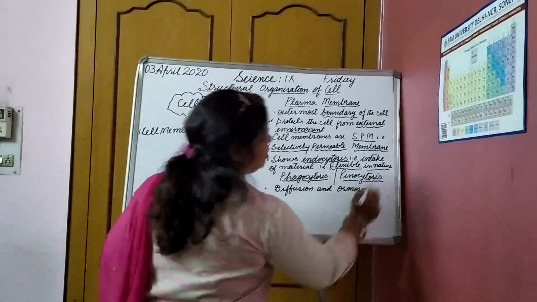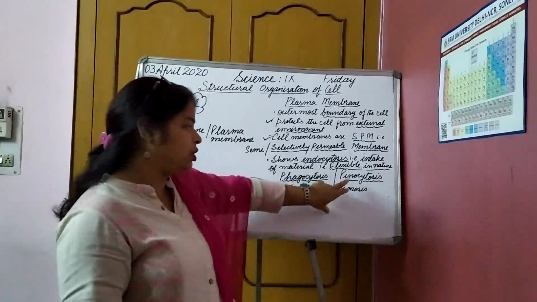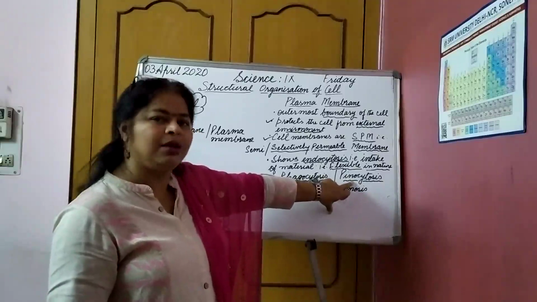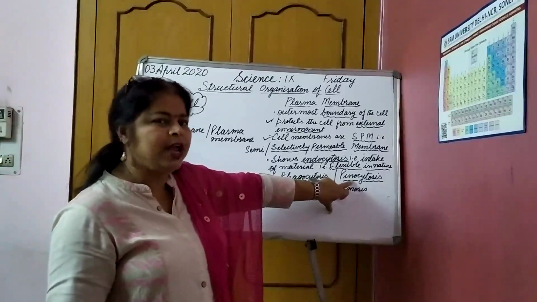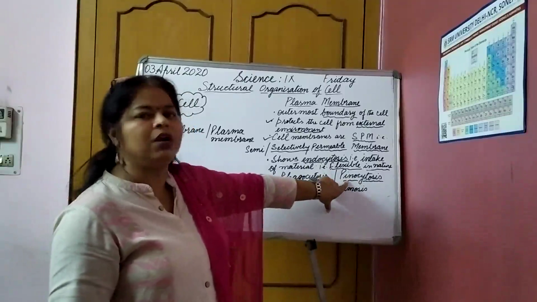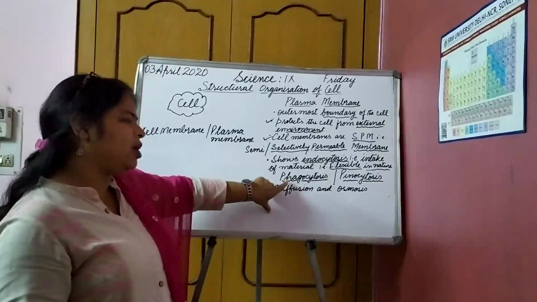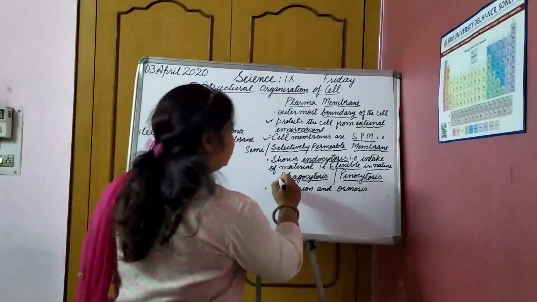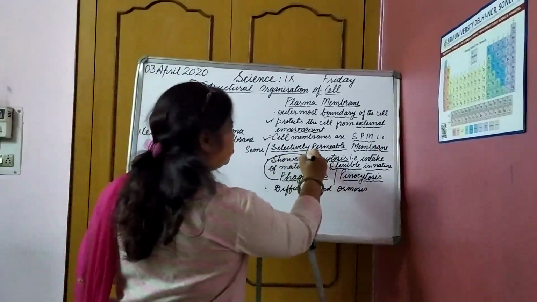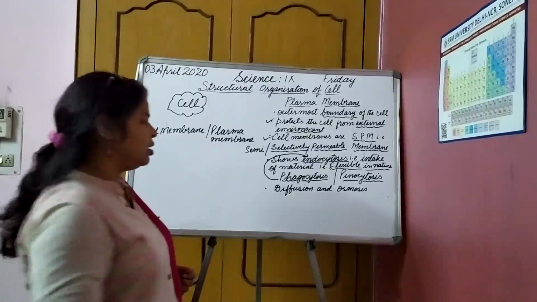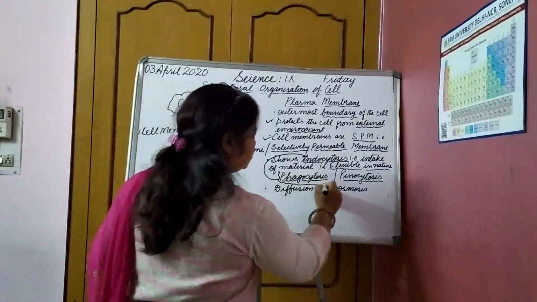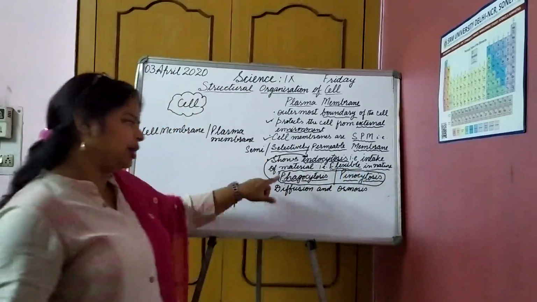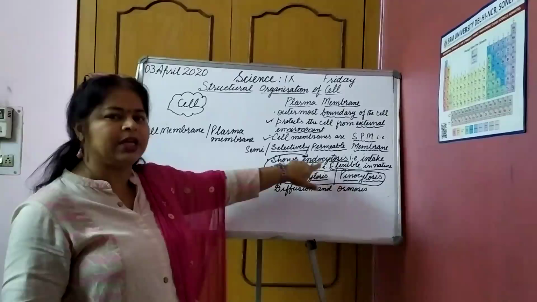What do we call it? Pinocytosis. You just have to concentrate on this word. Like in Hindi, pina, so here pinocytosis. Intake of liquid substance is called pinocytosis, and intake of solid substance is called phagocytosis, and both of them together are known as endocytosis. Phagocytosis plus pinocytosis altogether is called endocytosis.